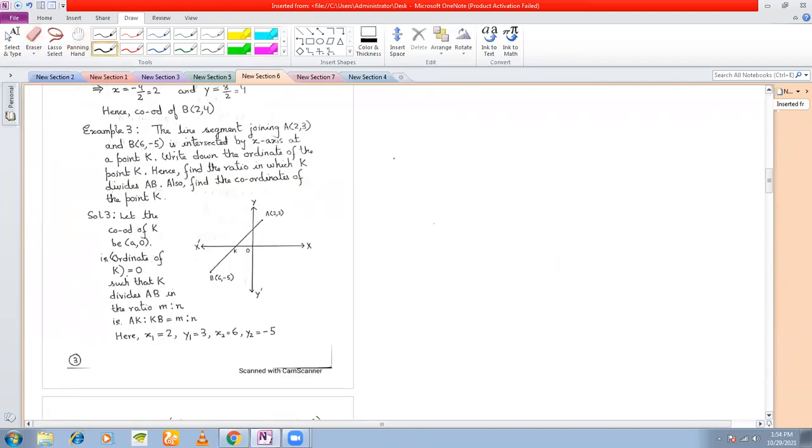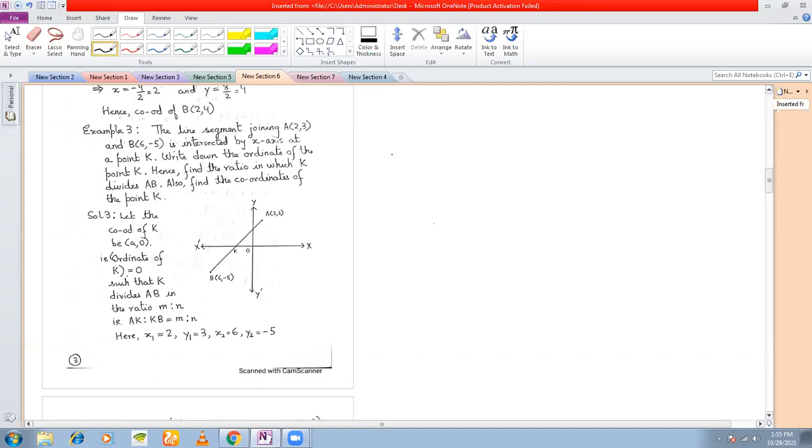Look at this problem here. The line segment joining A(2, 3) and B(6, -5) is intersected by the x-axis at the point K. Remember that the diagram is not given to you here. You will have to draw the diagram. Write down the ordinate of the point K, not the coordinate, ordinate. You know what ordinate means? Ordinate means the y coordinate of the point K. Hence, find the ratio in which K divides AB. Also find the coordinates of K.